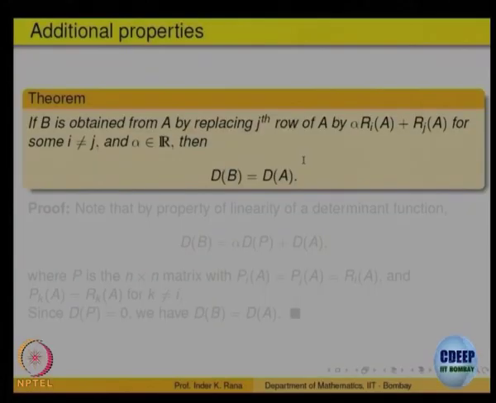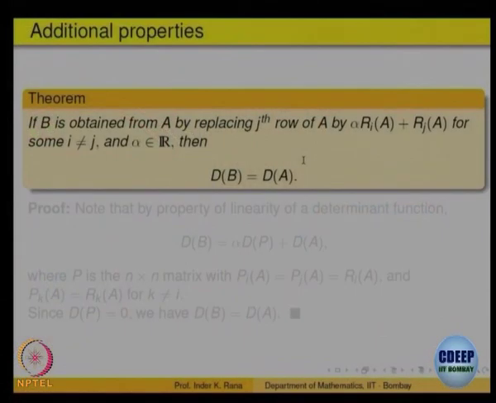If B is obtained from A by replacing the jth row by alpha Ri plus Rj, slowly I am heading towards the elementary row operations. Remember, one of the elementary row operations was multiplying by a non-zero scalar, which we already took care of by the defining property, alpha comes out. And if you take the ith row, multiply by alpha and add to the jth one, what happens to the determinant? It says the determinant does not change, it remains the same. Why?